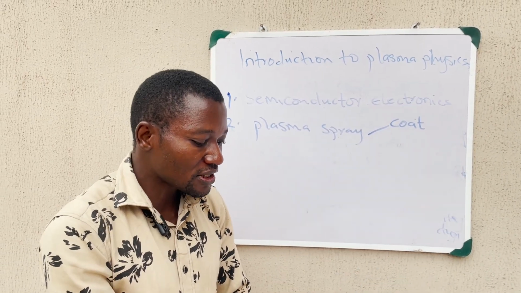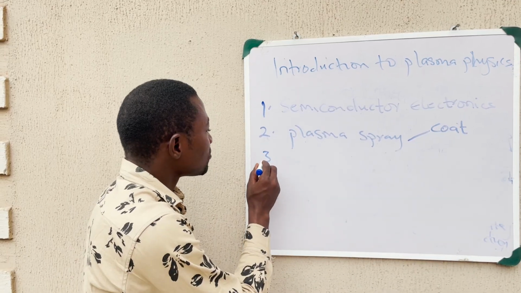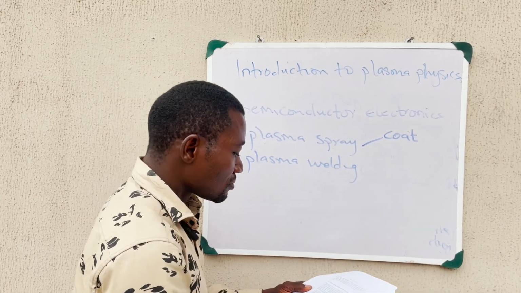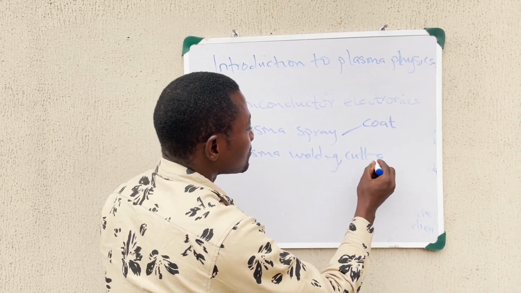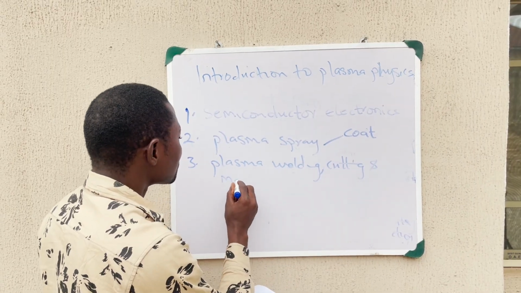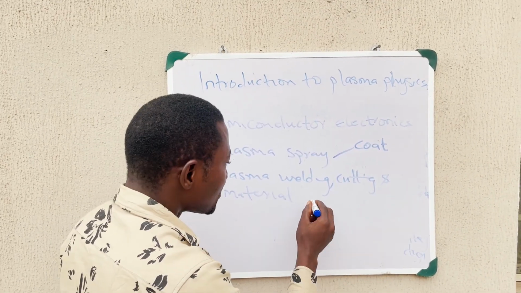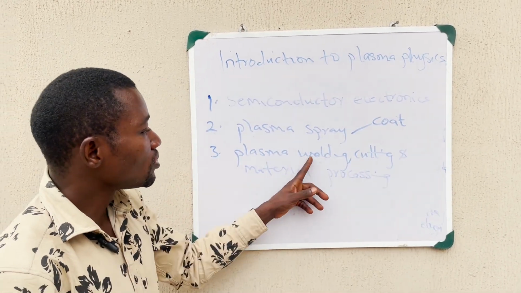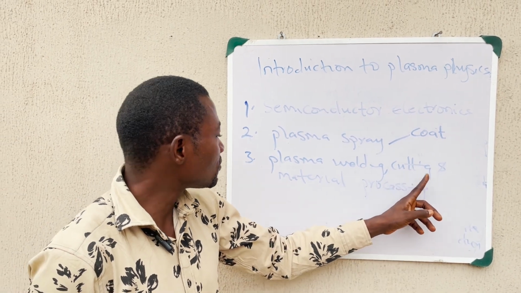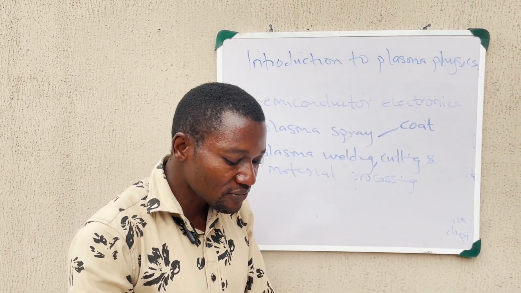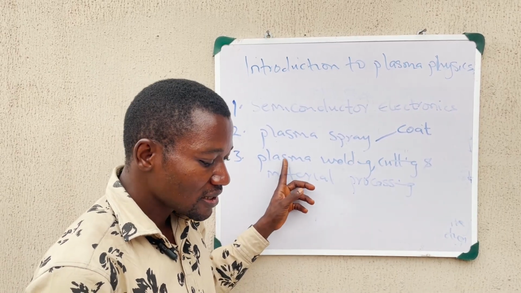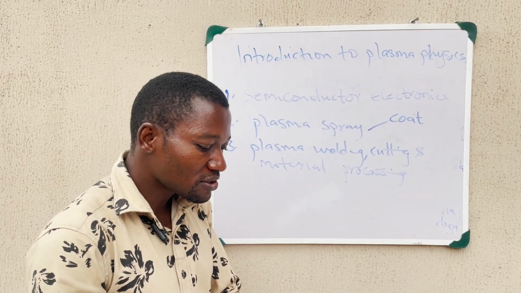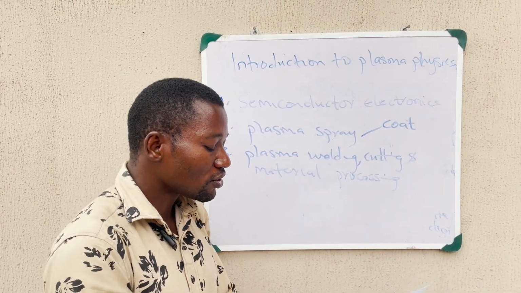Then we also have other ones like plasma welding. This is the third one. Plasma welding, plasma cutting, and material processing. These are areas where we use plasma in industry: in welding of metal, cutting of metal, and also material processing that involves metal. Plasma has been used, and the result is far better than other methods that have been used before now.